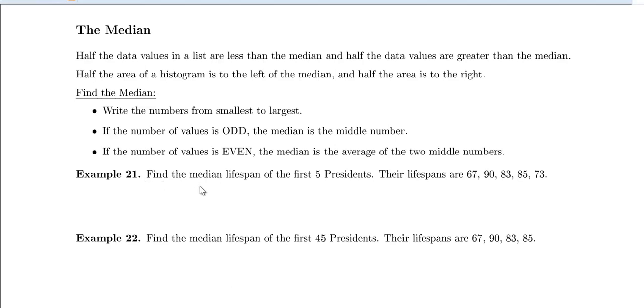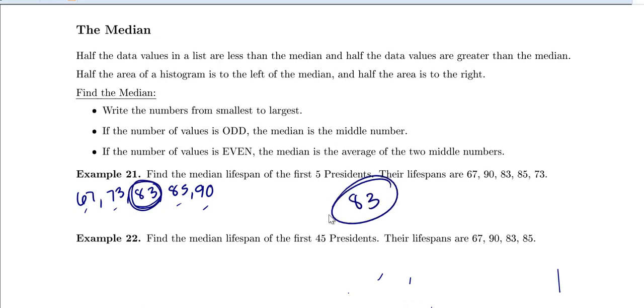So, for example, find the median lifespan of the first 5 presidents. Their lifespans are 67, 90, 83, 85, and 73. Remember, we said the first step is we're going to write them in order. So 67, 73, 83, 85, and 90. So what I do is I start working on each end and I cross off the lowest number, then the highest number, and the second lowest, and highest, second highest, and I get to 83 is the middle number. So my median is 83.